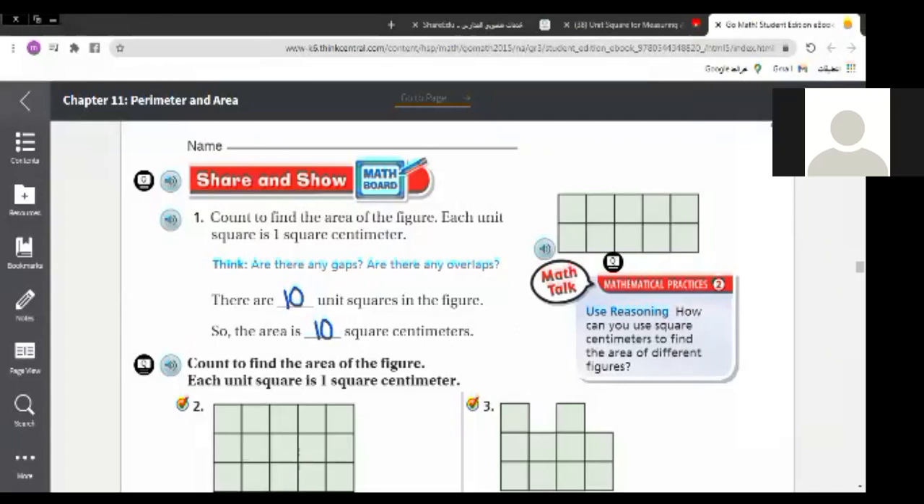If you remember, 1 centimeter is on your ruler, from this point to this point is 1 centimeter long. If you use your ruler to know the lengths, this length is 1, 1, 1, 1. So for 1 square, its perimeter, if you remember, is equal to 4. But here, the area is different from the perimeter. 1, 2, 3, 4, 5, 6, 7, 8, 9, 10.